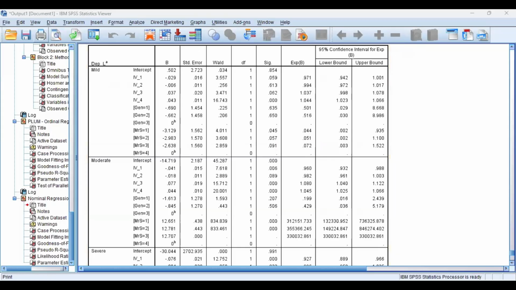So that was all for all types of logistic regression, including assumption checks.